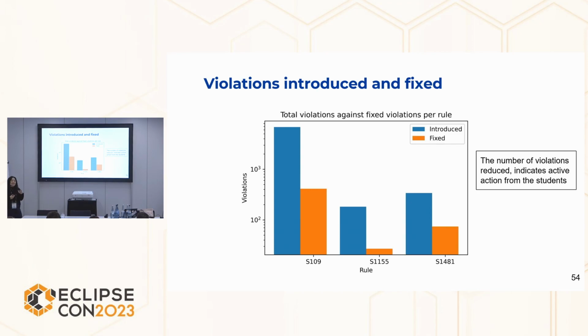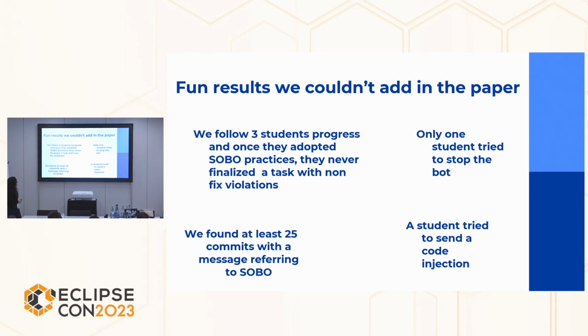So they actually did some active actions to do it. There are some fun results that we couldn't add to the paper that I would like to share with you. First, we followed 3 students' progress. At the beginning they actually liked the bot and tried to use it. Especially with magic numbers, for the rest of the course, after task 3 or 4, they never made the same violation again. They always submit the task while defining the variables.